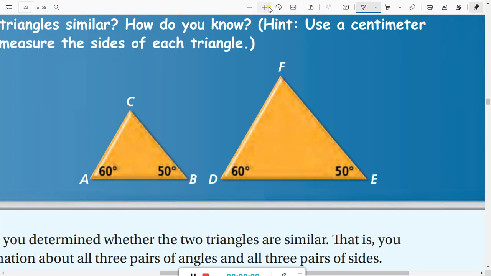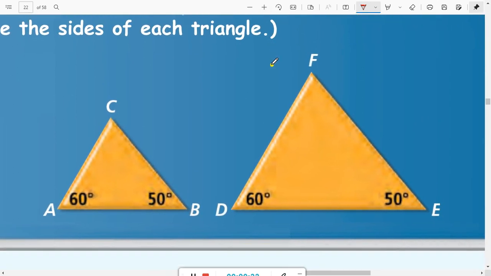So just to give you a quick image here, these two triangles right here are similar, okay? And I'll explain why later. But as you can see, one triangle is just a bigger or smaller version of the other triangle. So that's what it means when the triangles are similar.